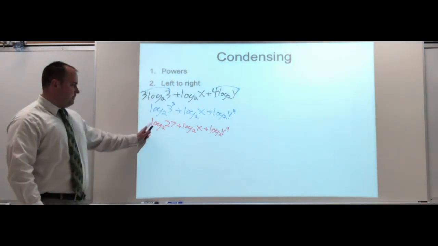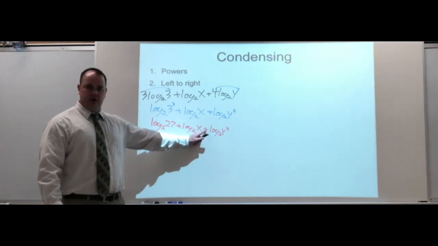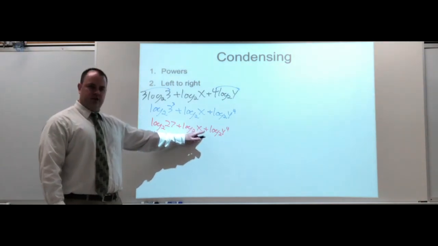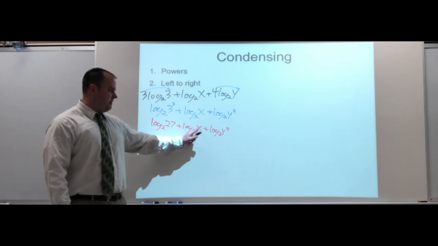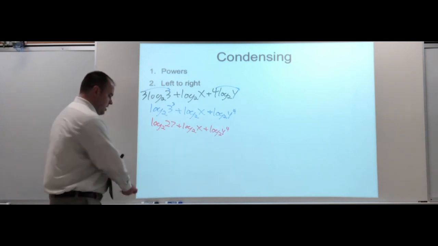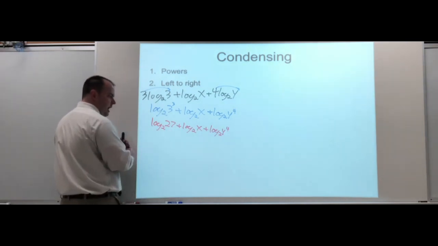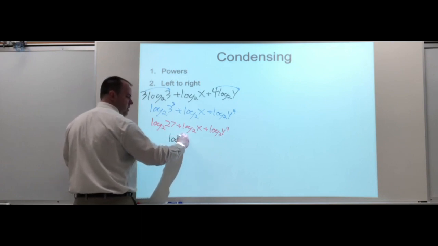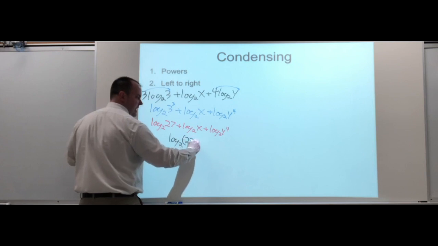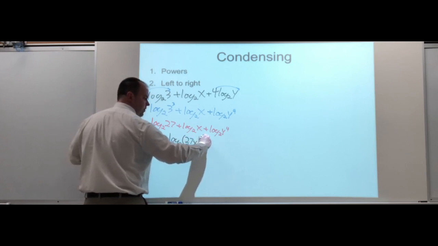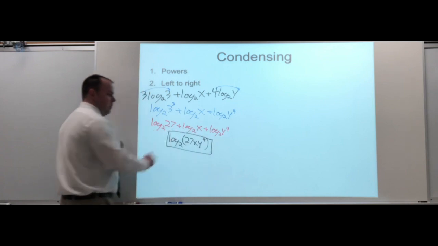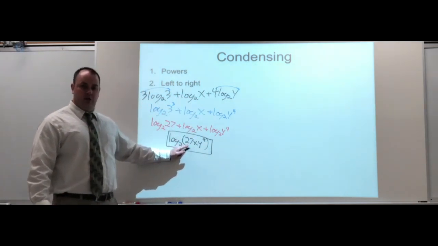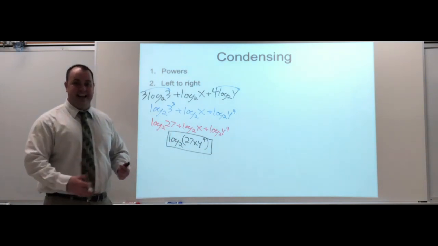Now, working left to right, we have plus and plus. Okay? We know these are going to be the product rule. Product rule is separated by addition, so that means I'm multiplying the 27, the x, and the y to the 4th. So when I rewrite this, I'm going to have a single log, base 2, 27, x, y to the 4th. So you can see we had a big long expression, 3 logs, and we broke it down to a single log. We started putting it together, condensing it.